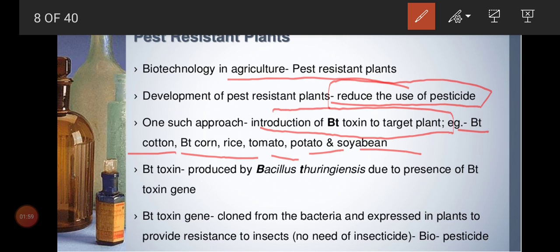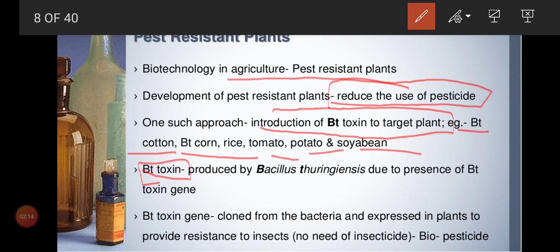They will resist a particular pest. So we are going to learn in detail regarding Bt cotton. First, Bt toxin. What do you mean by Bt toxin?